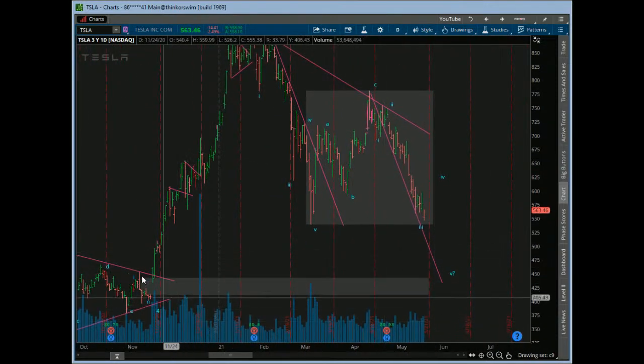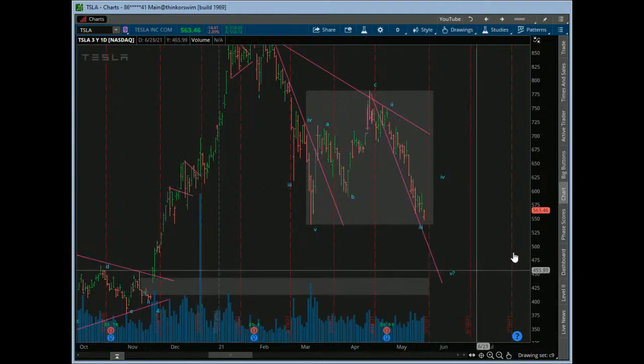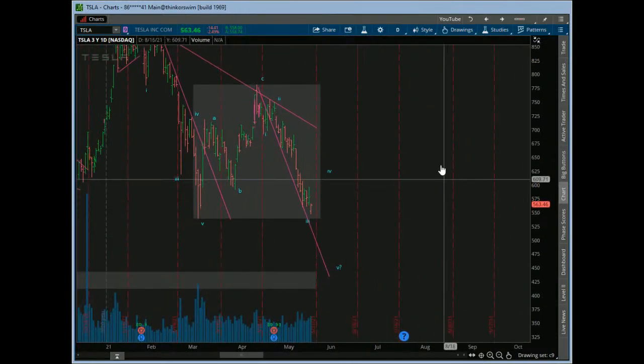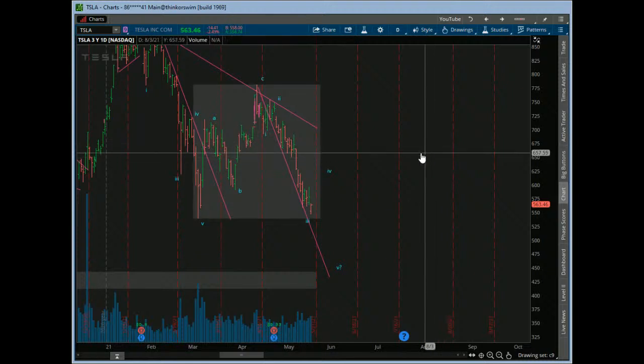Still tracking Tesla down to this open gap and this bow and arrow support. And then from there, it can do whatever it wants. So it can work its way back up to 5,000, right? But so far, we'll see how it goes, right?